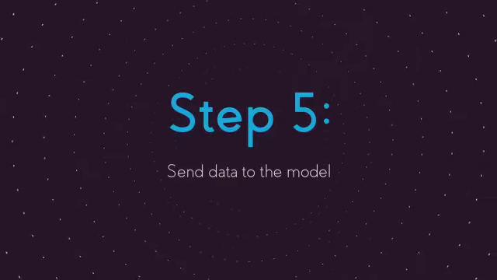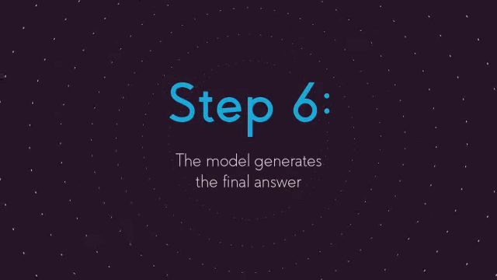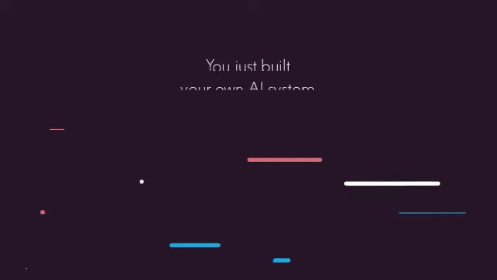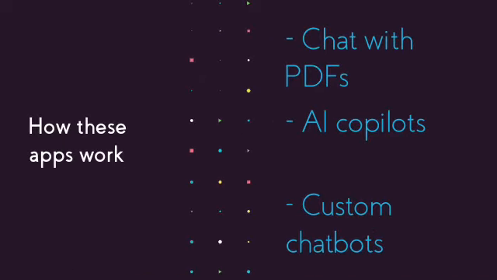Step 5. Take that relevant data and send it to the model. Step 6. The model generates the final answer, not from memory, but from the context you just gave it. That's it. You just built your own AI system. This is how apps like Chat with PDFs, AI copilots, custom chatbots actually work behind the scenes.